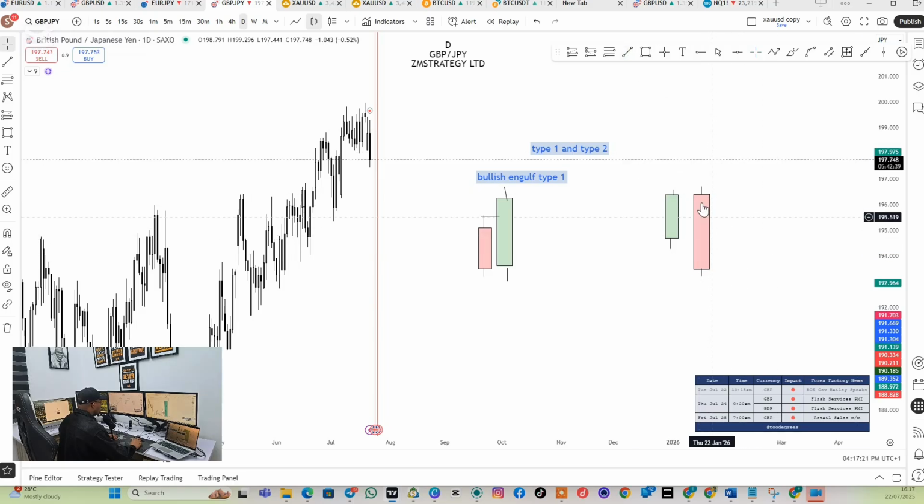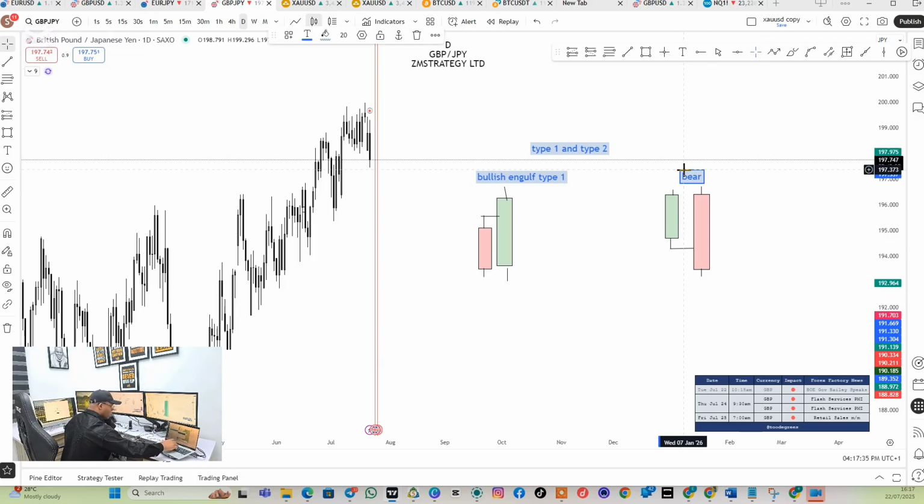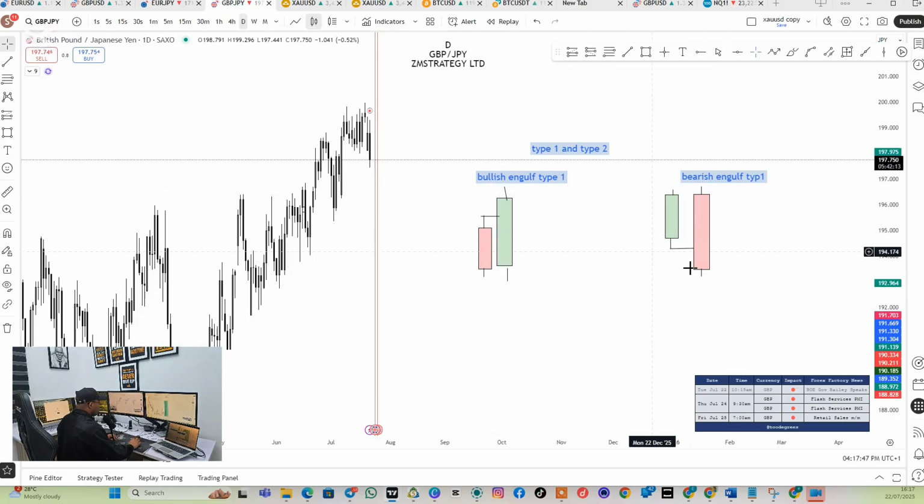Take note that this bearish candlestick closed below this bullish candlestick. So this is a bearish engulfing candlestick type 1. Let's put it here and determine this as our bearish engulf type 1. So this is bullish engulfing type 1, and this is bearish engulfing type 1.